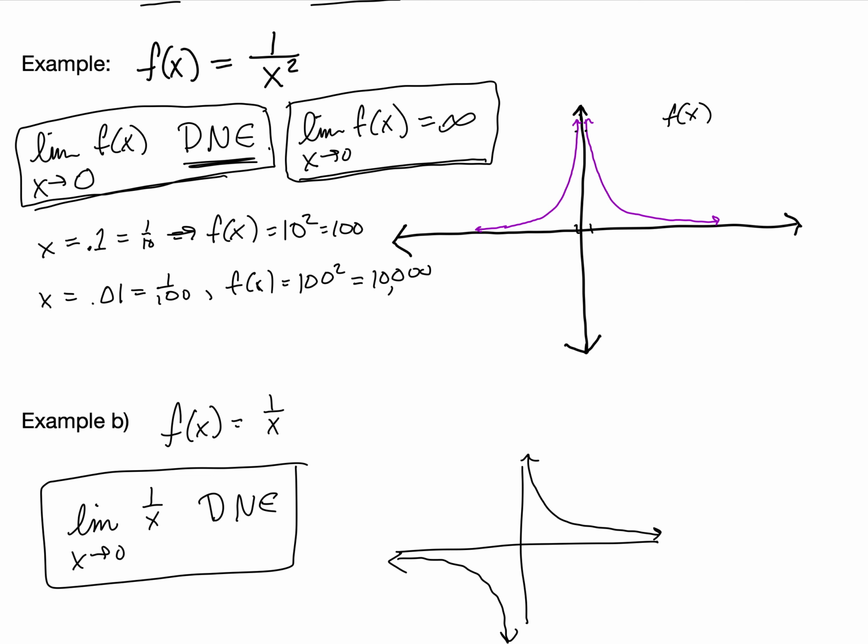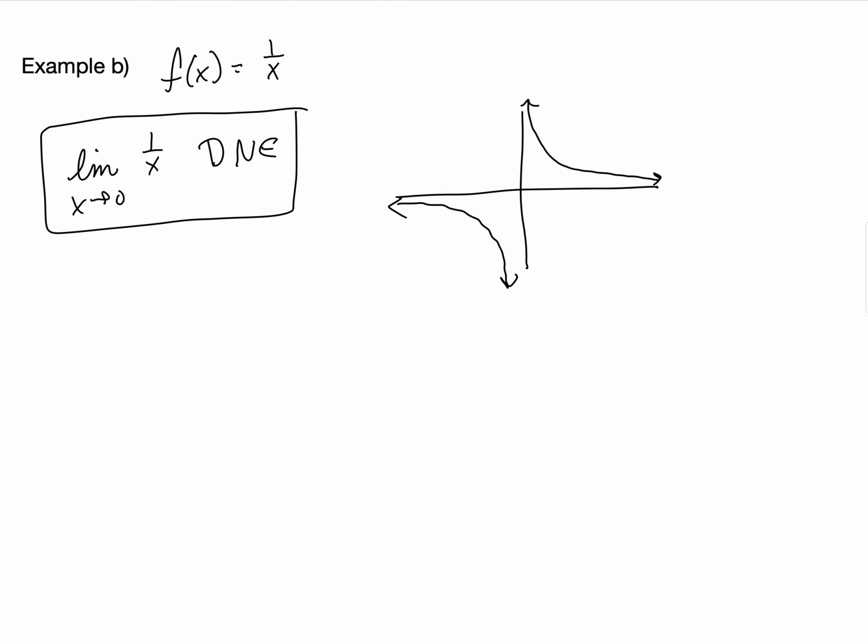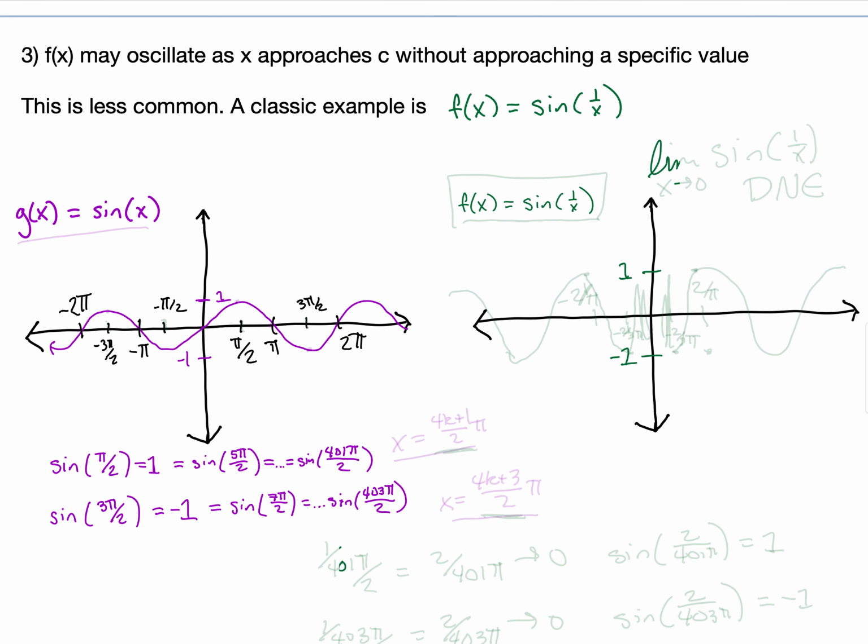The last way in which the limit of a function may not exist at a point is if f of x oscillates as x approaches c without approaching a specific value. This is less common. One classic example is the function f of x equals sine of 1 over x.